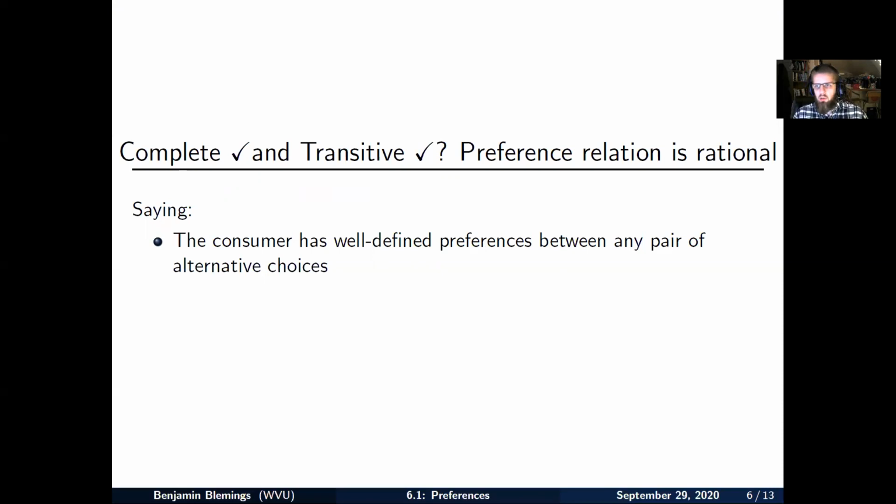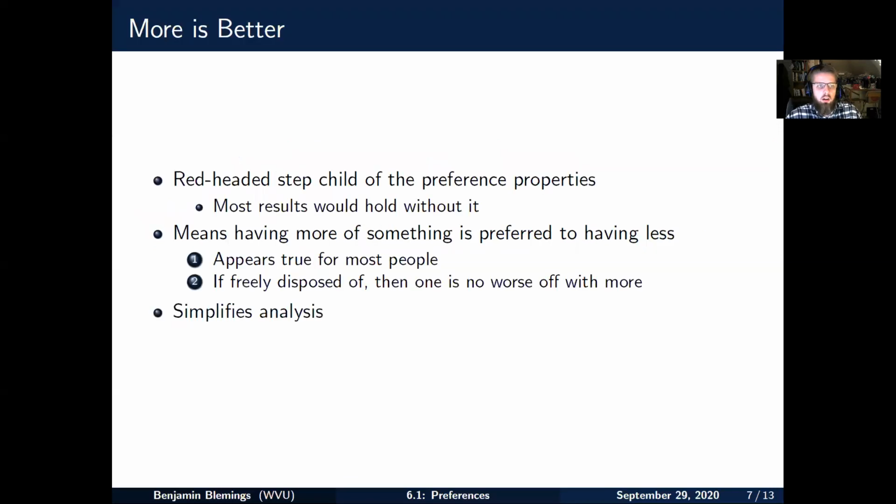And so let's get into more of the nitty-gritty of what this means, kind of graphically. An easy way to think about this is the third preference relation that we need, and that's just that more is better. It means that having more of something is preferred to having less of something. And this appears true for most people. If you can freely dispose of things that you don't actually want to consume, then no one is any worse off by having more. And this just simplifies our analysis.